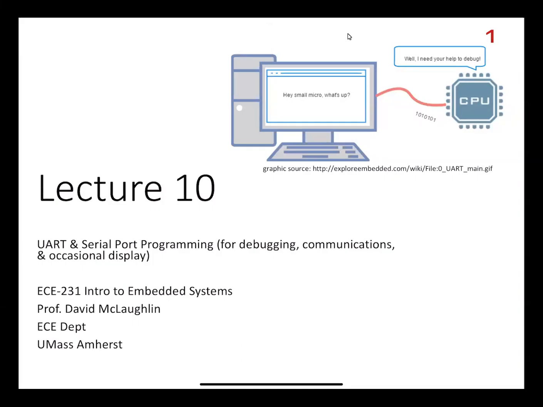Okay, so this is lecture number 10, ECE 231, and today we're going to start a two-lecture discussion of serial port programming using a peripheral called the UART, which is the Universal Asynchronous Receiver Transmitter inside the Atmega 328P chip. And what we're after is sort of indicated in the cartoon up top.